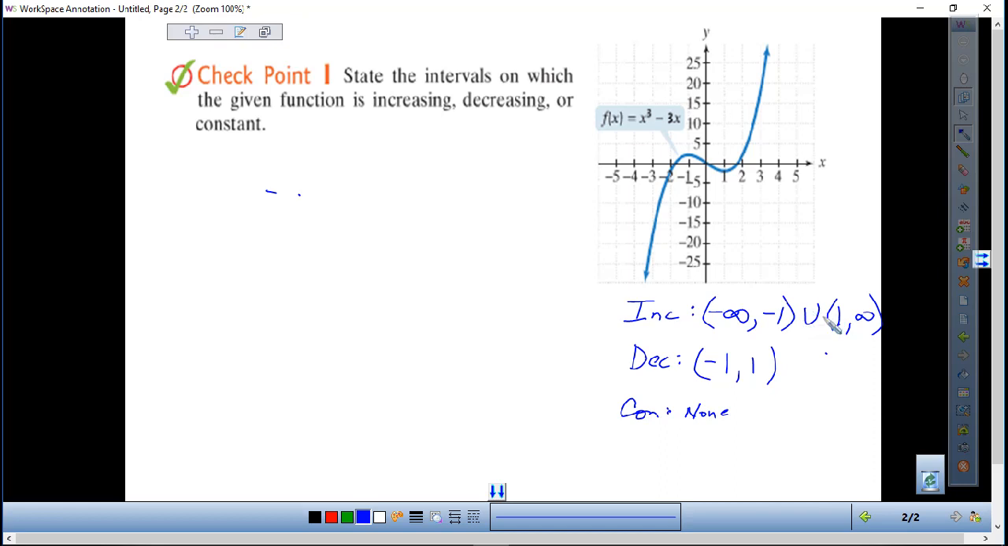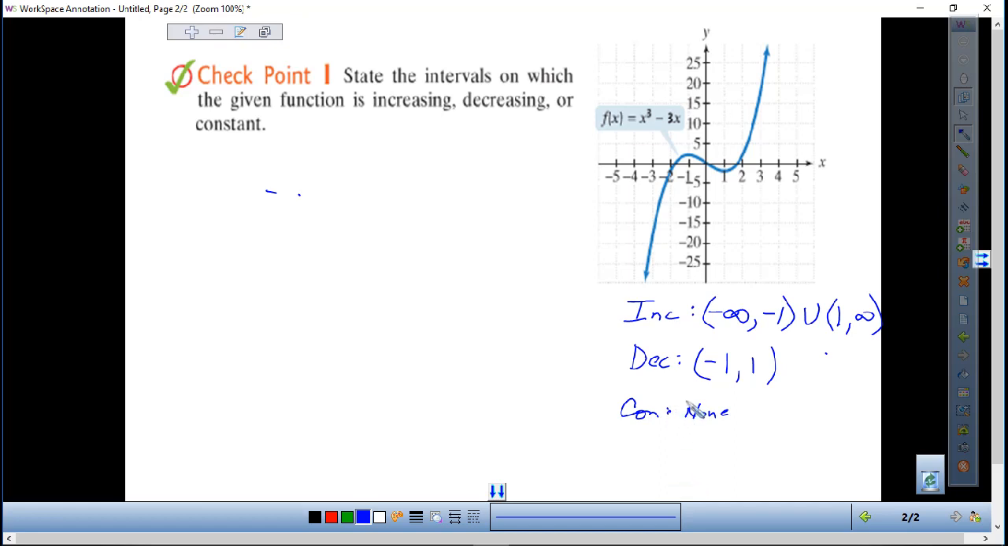But technically speaking, it should have that U in there to show that it's a union of this set and that set. Now the other part is from 1 to infinity, so that means from here going off to the rest of this, the y value is going to go up. All right, it's going to decrease only between negative 1 and 1, so from here to there, and it's a little bit down in the middle, and it's never going to be constant.